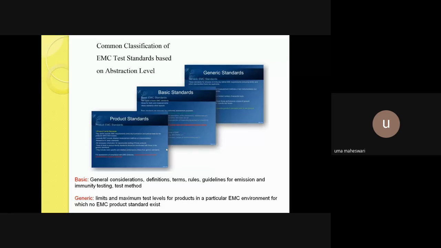A generic standard has the limits and maximum test levels for a particular product in a particular EMC environment for which no EMC product standard exists. So it's a generic type. Product standards are limits and maximum test levels for a particular product. For example, medical equipment is different from commercial equipment. So a particular product has particular standards, and these have to be satisfied.